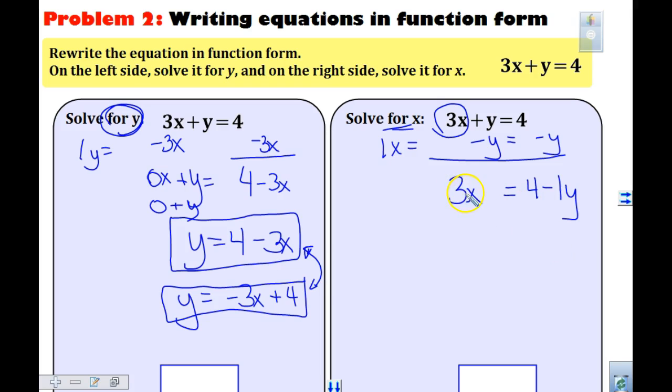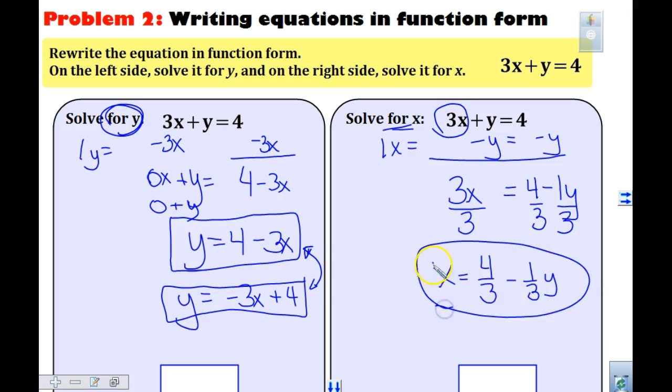I have 3 times x, but Natalie, I want to know what 1x equals. So what could I do to get a 1 in front of this 3? Divide it by 3. And so I'm going to divide every single thing by 3. I leave my answer looking like this. X equals 4/3 minus 1/3 y. Done. I have 1x equals. That was my goal to start out with.